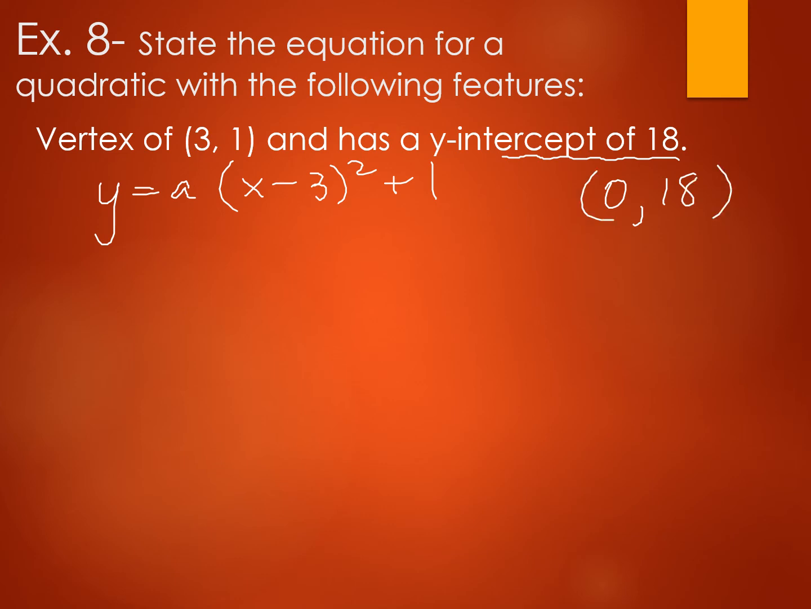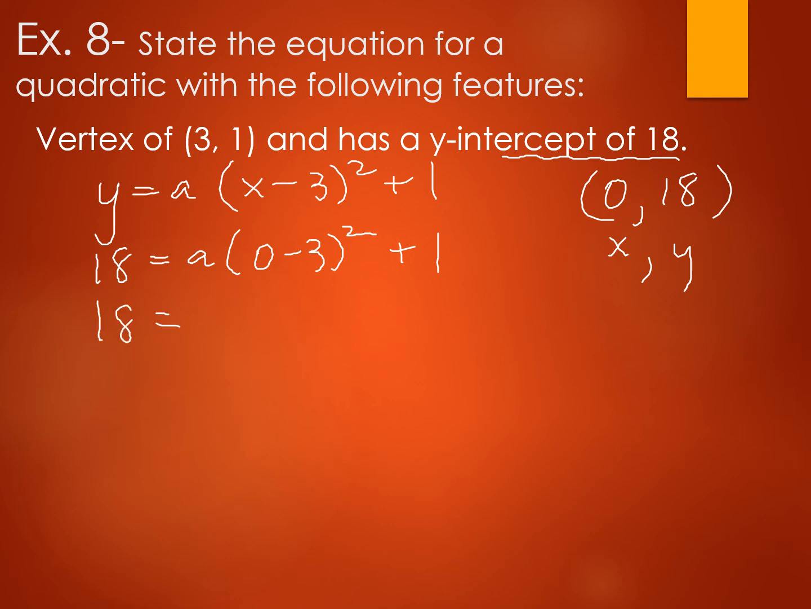One of those is x, or 0. One of those is y, the 18. I can take those values and substitute them in my equation and solve for a. So put 18 in for y, put 0 in for x, and go through the math.